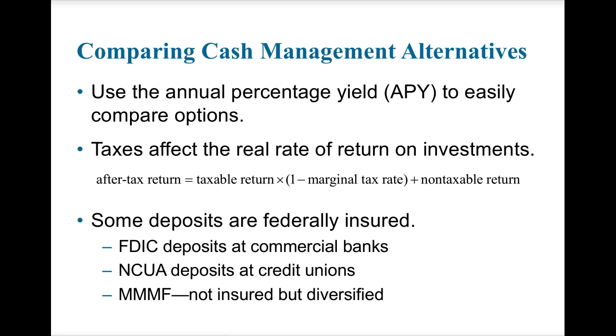Now, let's compare the cash management alternatives. We can use the annual percentage yield, the APY, to easily compare options. Taxes are going to affect your real rate of return on investments, so you want to look at your after-tax return, and that's going to be your taxable return times 1 minus your marginal tax rate, plus any non-taxable return. What this basically means is let's look at our return after we take out the money we owe to the government in taxes. If you earn interest on a savings account or on a mutual fund money market account, these are dividends that are fully taxable.